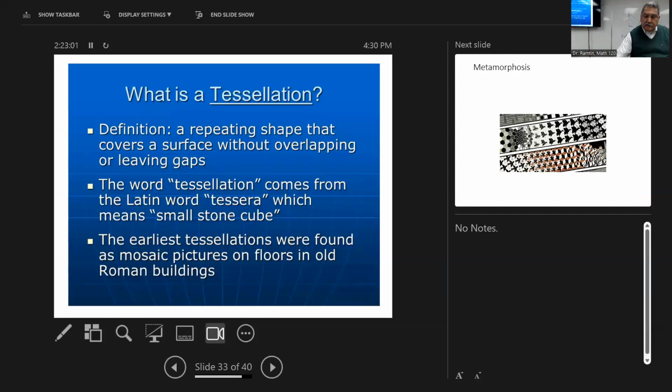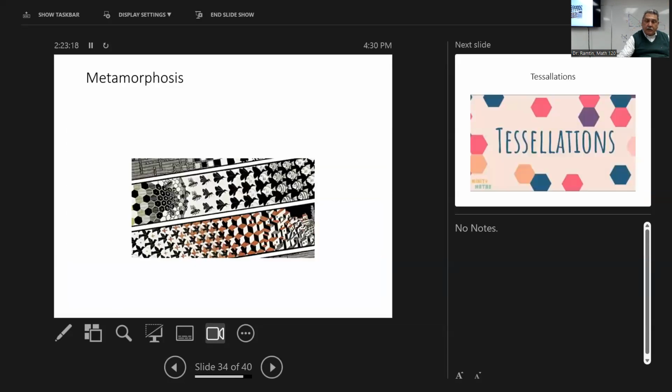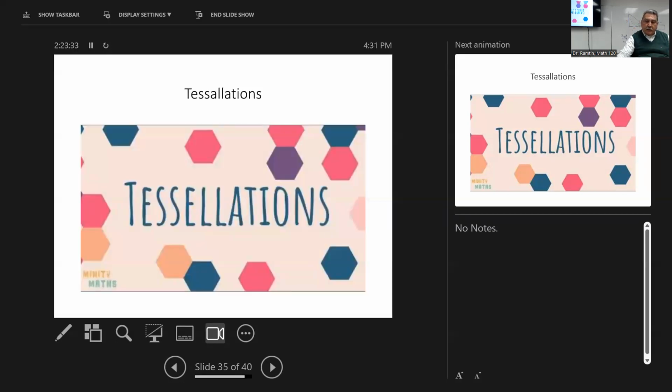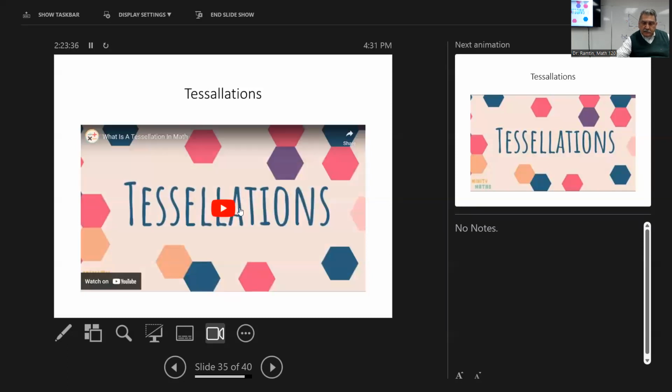What is a tessellation? The definition is a repeating shape that covers a surface without overlapping or leaving gaps. The word comes from the Latin tessera, which means a small stone cube. The earliest ones that we can find are the mosaic pictures on the floors in old Roman buildings. This is metamorphosis because you can see it changes from one shape to animals to birds. So it changes its form. Now you can watch this video. This is a good one.